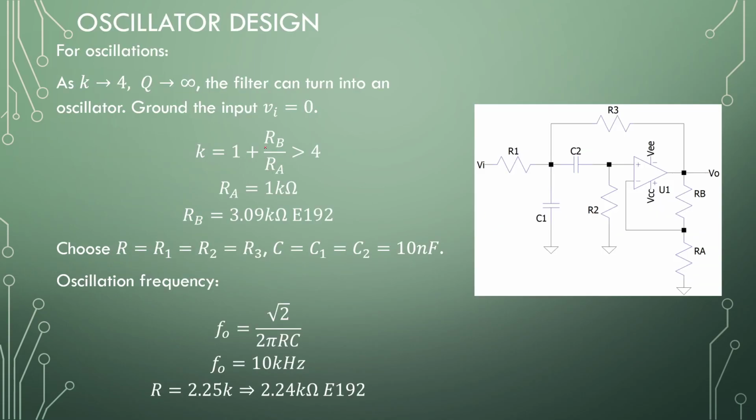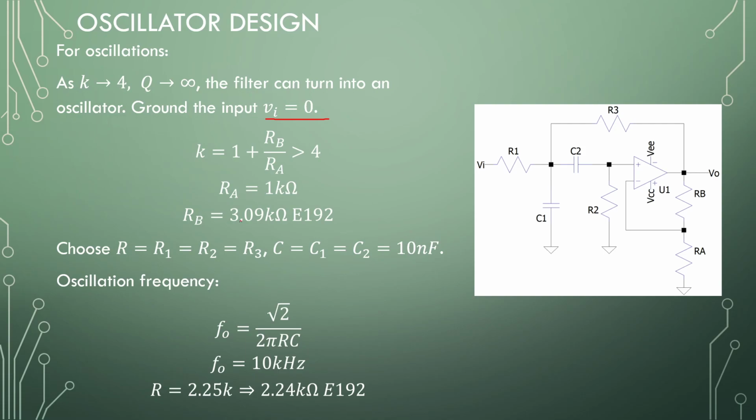Right, so first up, if we look at the KRC bandpass filter, if the gain, RB over RA plus 1, approaches 4, our Q goes to infinite. So if we push our gain past 4 volts per volt, our circuit will start to oscillate. If we ground the input and we push the gain beyond 4, we have an oscillator.